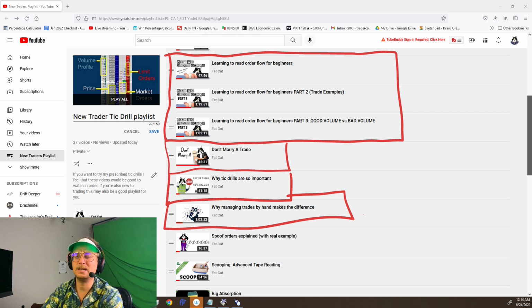And the thing is, once you see bigger setups, bigger trades, you can't unsee them. And I'd much rather go for bigger trades instead of just scrounging around for ticks, to be honest with you. So this series allows you to look beyond the tick drill.